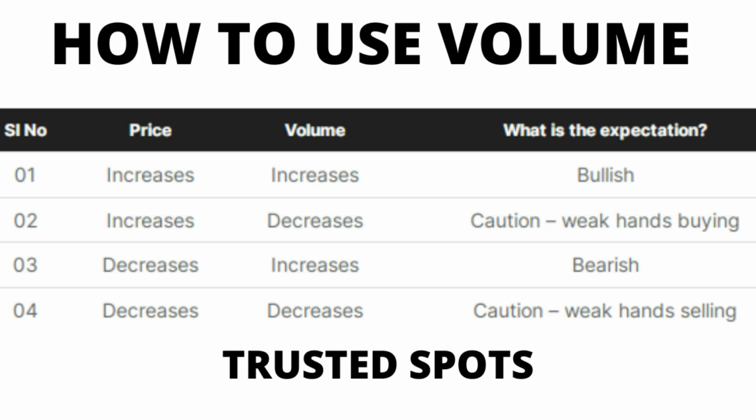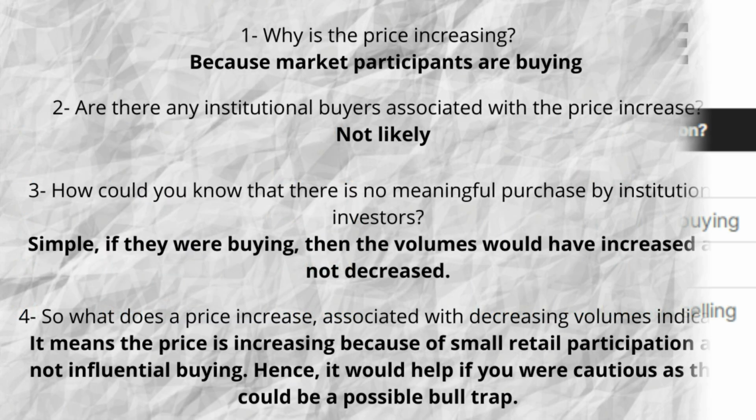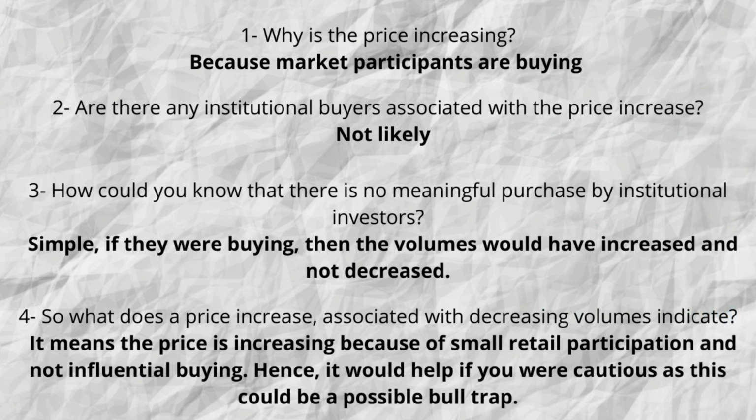But what do you think happens when the price increases but the volume decreases, as indicated in the second row? Now think about this in the following terms. Why is the price increasing? Well, because market participants are buying. Are there any institutional buyers associated with the price increase? Well, no. How can you know that there is no meaningful purchase by the institutional investor? The answer is simple. If they were buying, then the volumes would have increased and not decreased.